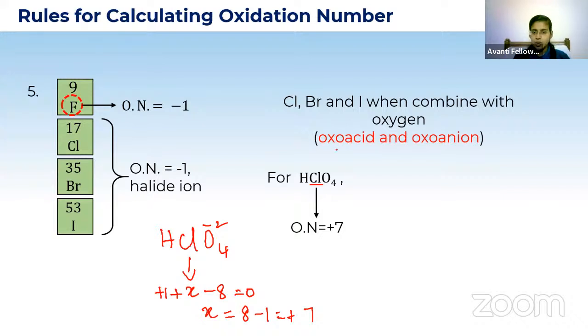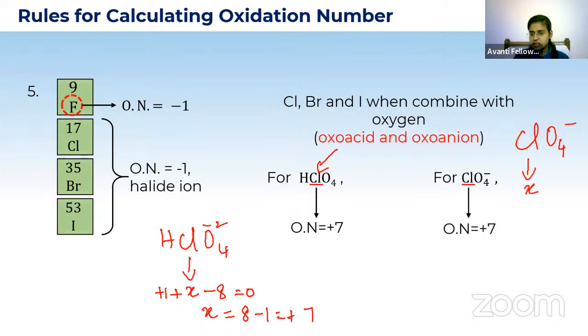This is the oxo acid. When you go for the oxoanion, if you remove this hydrogen, you will have the ClO4 minus ion, right? And that is called an oxoanion. So in this compound, the oxidation state of chlorine is again +7. Again +7 because ClO4 minus, right? So this is taken as X. The charge for each oxygen is -2. So 4 into -2 is -8.